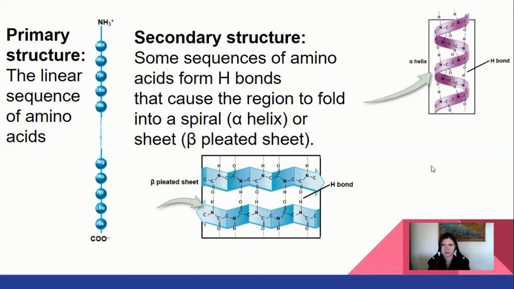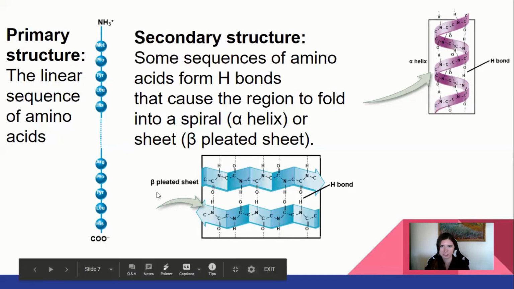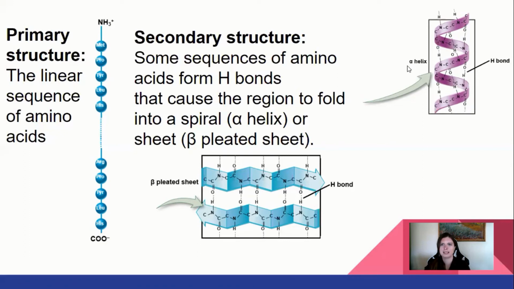And this creates one of two shapes in any part of a polypeptide. So our first one, alpha, because scientists like to label things just A and B. So alpha and beta, we're going to have an alpha shape and a beta shape. Our alpha shape is called the alpha helix. So a helix is like a swirl, a spiral, a ringlet. So in an alpha helix, these hydrogen bonds pull our polypeptide into a swirled spiral structure.